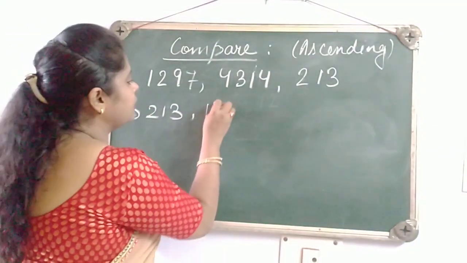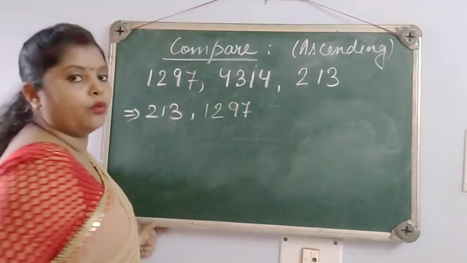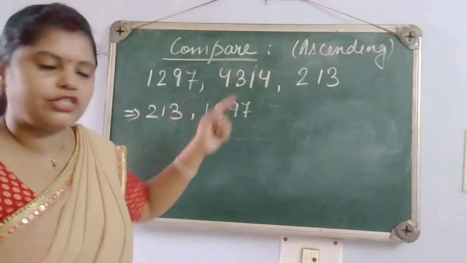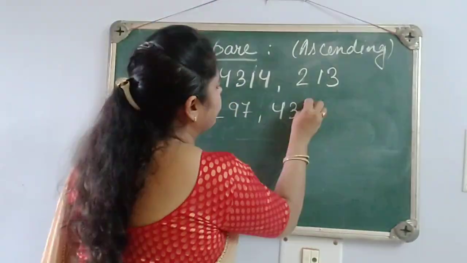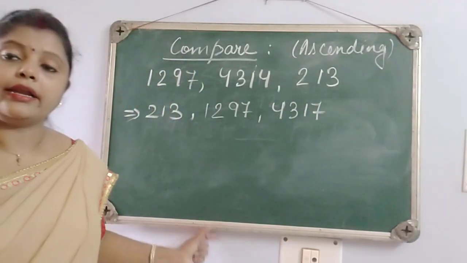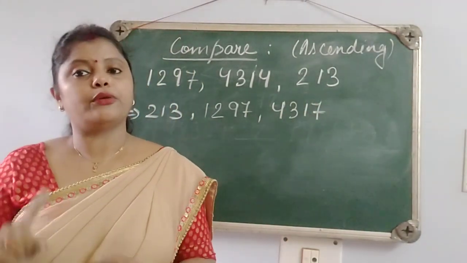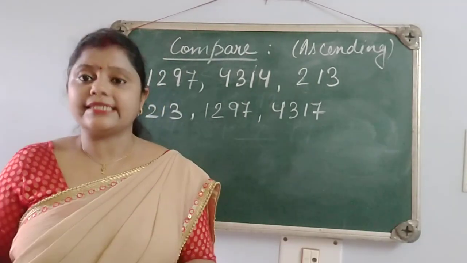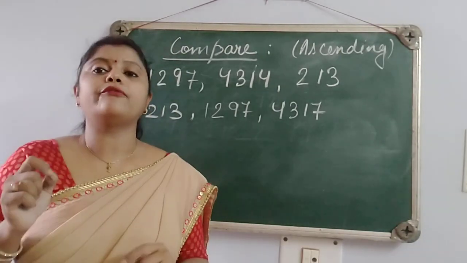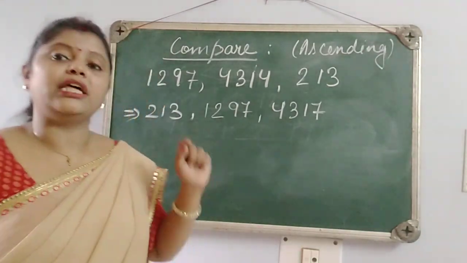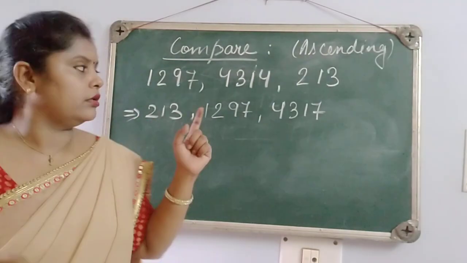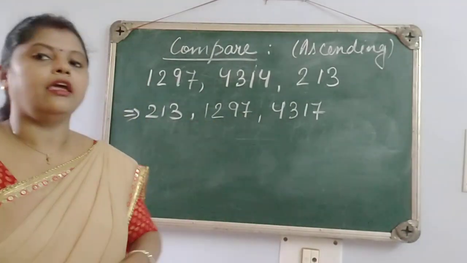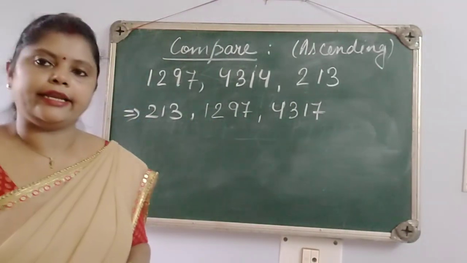So we will write 1297, and lastly the number which is left, that is 4314. So when you are arranging numbers, the first work is to count the number of digits. Second, if the number of digits is the same, you have to compare the numbers from the left hand side. If it is smaller, then you write that one, and the next bigger number will come afterwards. So in this way, we are arranging the numbers in ascending order.